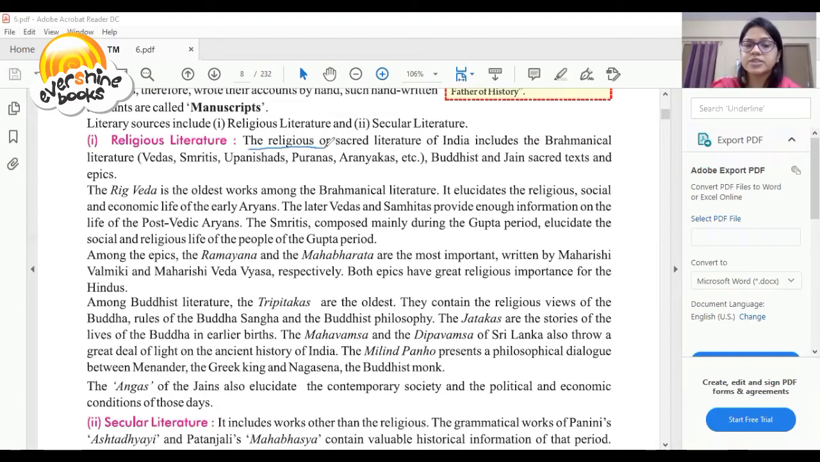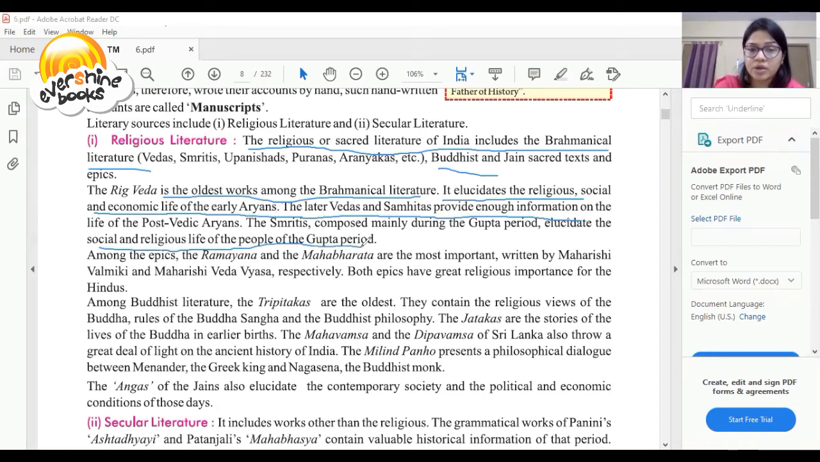The religious or sacred literature of India includes the Brahmanical literature, Buddhist and Jain sacred texts and epics. So, dear student, the Rig Veda is the oldest work among the Brahmanical literature. It elucidates the religious, social and economic life of early Aryans. The later Vedas and Samhitas provide enough information on the social and religious life of the people of the Gupta period.